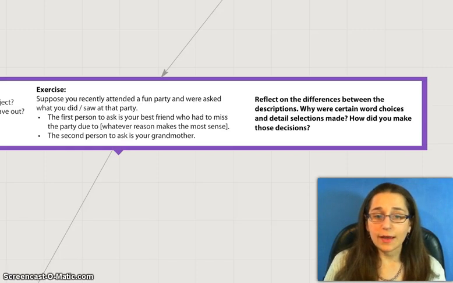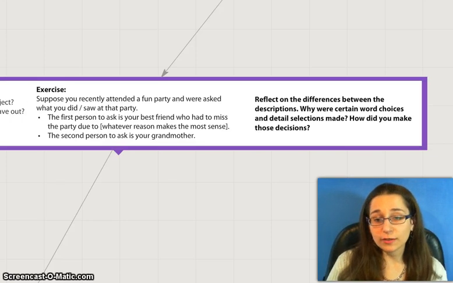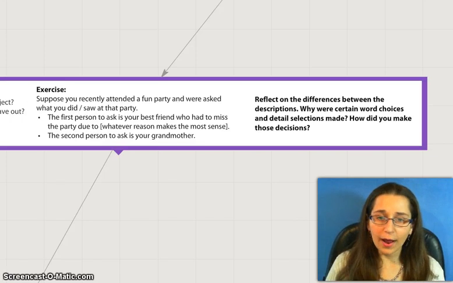Later on that same day, your grandmother then asks you about the party as well, because she knows that you went out with some friends. So given that these are two different audiences and considering the imagery that we want to partake, take a few minutes now to reflect on the differences between the descriptions. Think about what details you might include, think about what details you might not include, what word choices would be beneficial. But even further, consider how you're actually making those decisions. That's an important part of our writing process.